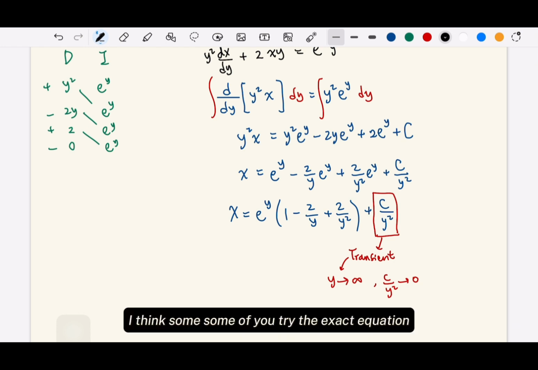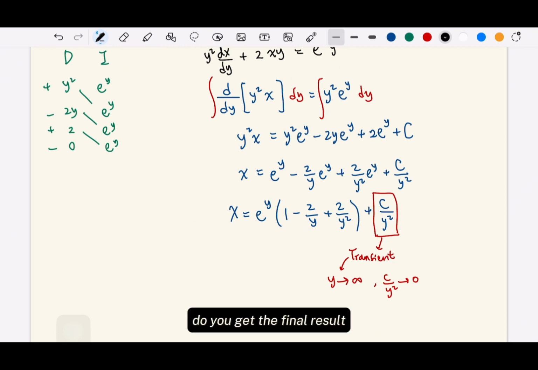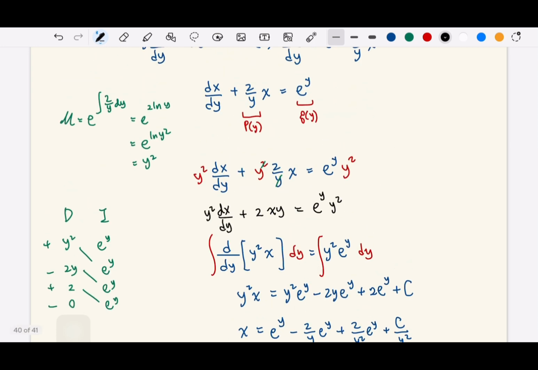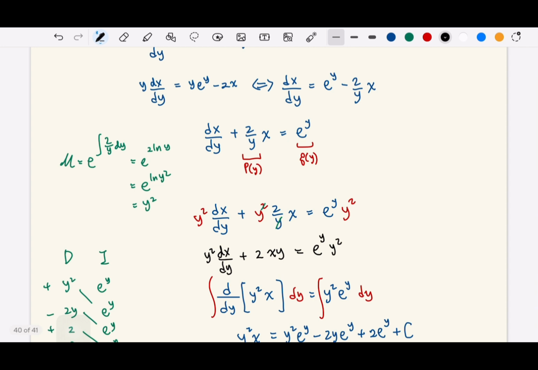I think some of you tried the exact equation. Do you get the final result? Which one? The solution is y minus 2x. So it is 2. And the solution is 2 minus 1. So you want 2 minus y. Wait, let me.